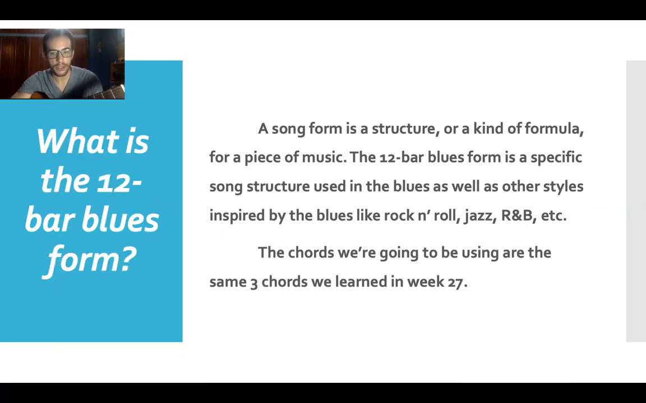The chords we're going to be using in the 12-bar blues form are the same three chords we learned in week 27. So let's imagine that if we're playing a blues in G, we're going to have three chords, the G5, the C5, and the D5. If we're playing blues in A, we have A5, D5, and E5. The same three chords we learned 2 weeks ago.